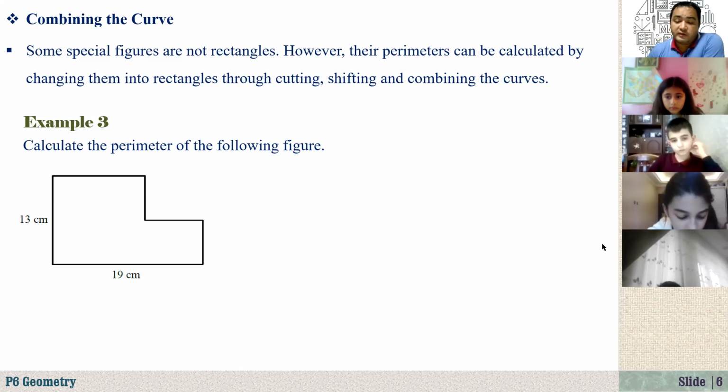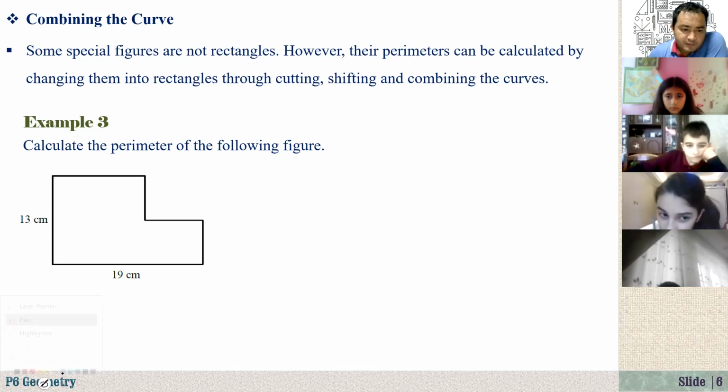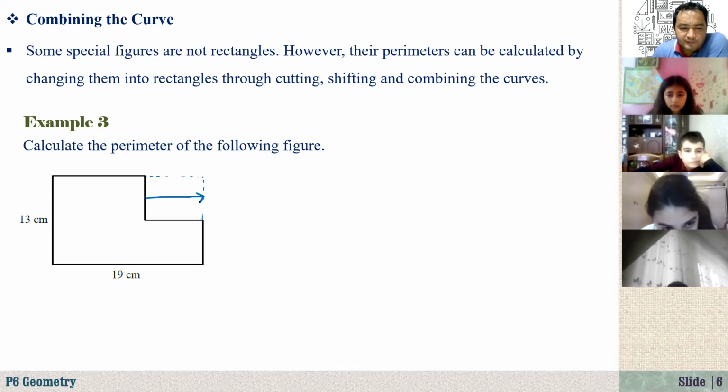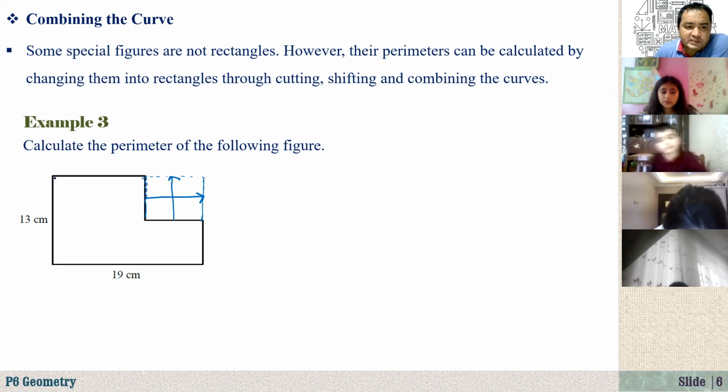So now we know that the perimeter means the length of the boundary of this figure, right? Now I will do something here. Look, here I will just move this part, and move this here. And this one I moved here. Also this one I moved to this side, okay? Now what happens here? Now we see a rectangle, right?